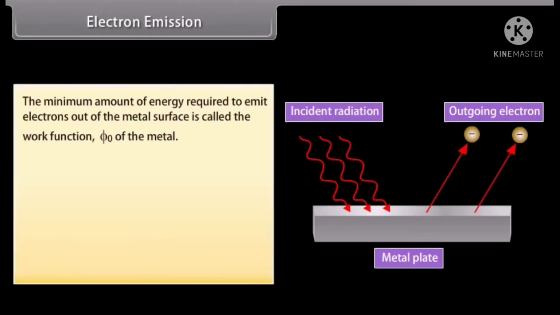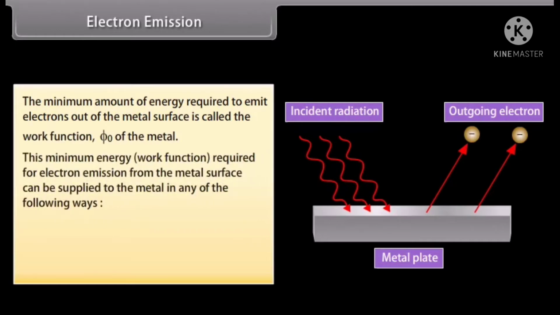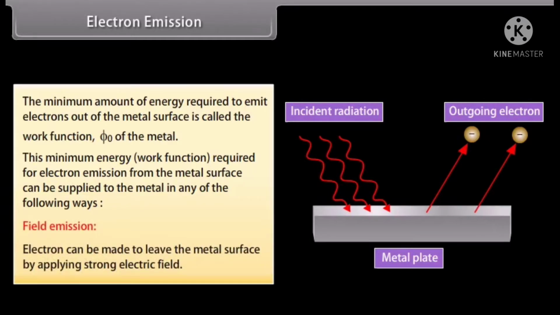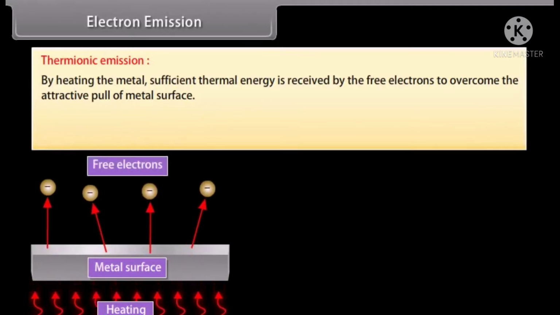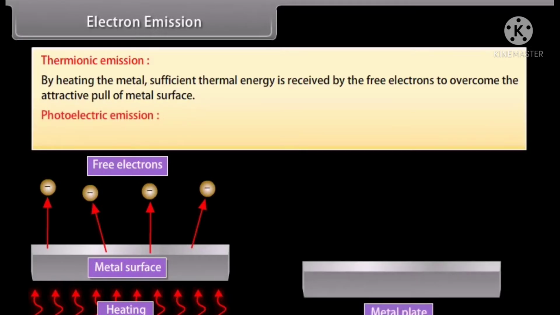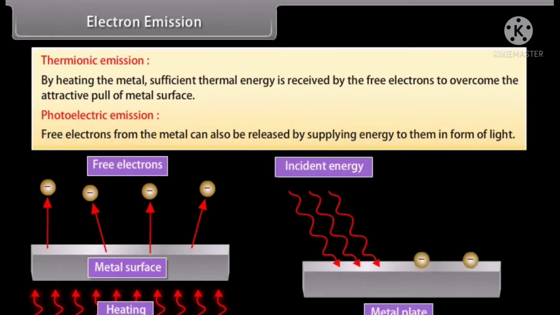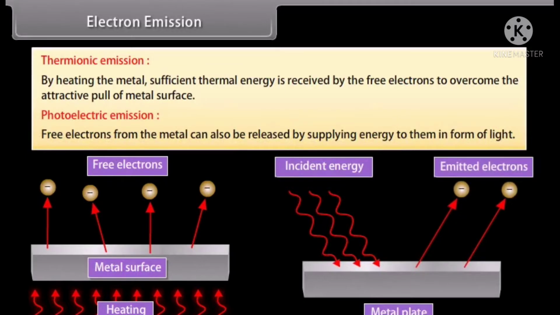The minimum amount of energy required to emit electrons out of the metal surface is called the work function, phi0, of the metal. This minimum energy, the work function, required for electron emission from the metal surface can be supplied to the metal in any of the following ways. Field emission. Electron can be made to leave the metal surface by applying strong electric field. Thermionic emission. By heating the metal, sufficient thermal energy is received by the free electrons to overcome the attractive pull of metal surface. Photoelectric emission. Free electrons from the metal can also be released by supplying energy to them in form of light.